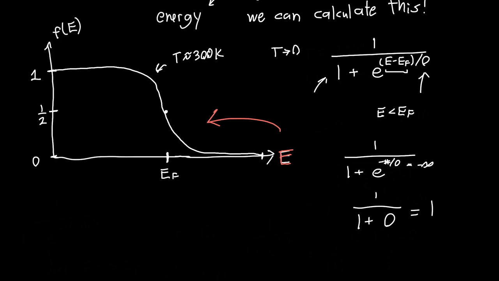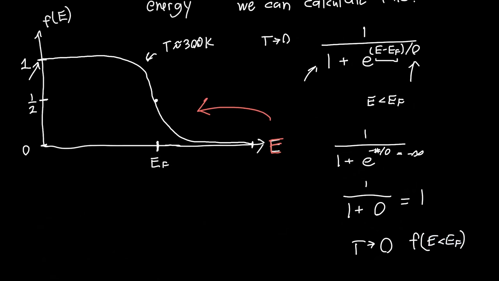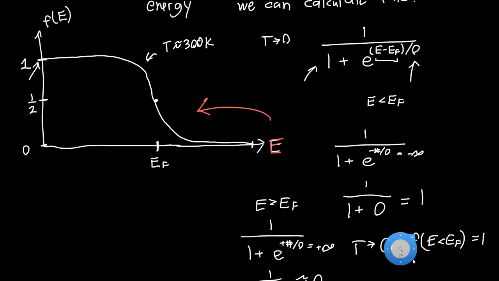Well, that's basically what we said before. So approximately 1, except as the temperature approaches zero, f when E is less than EF is exactly 1. And that's kind of cool. What about when E is greater than EF? Well, then we've got the same situation. We've got 1 over 1 plus e to the, now it's a positive number, so some positive number divided by 0, which is e to the positive infinity. So instead of negative infinity, it's positive infinity. And 1 over e to the infinity is just 1 over infinity, which is 0.